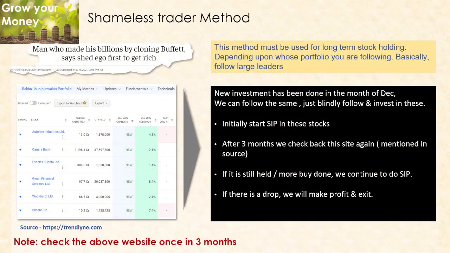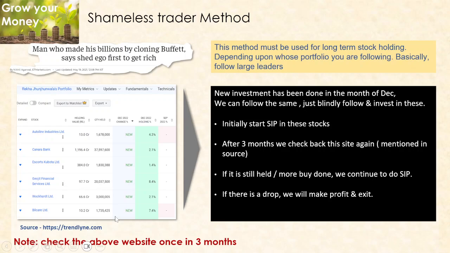This is called a shameless cloner. This method works like whenever you identify some superstar investors, we just try to mimic them or copy them. Okay, so whatever the superstars invest in, that data would be available on Trendlyne here.